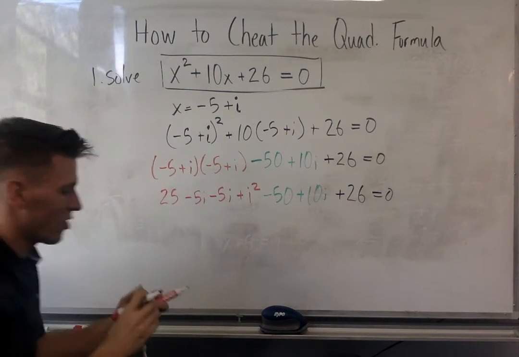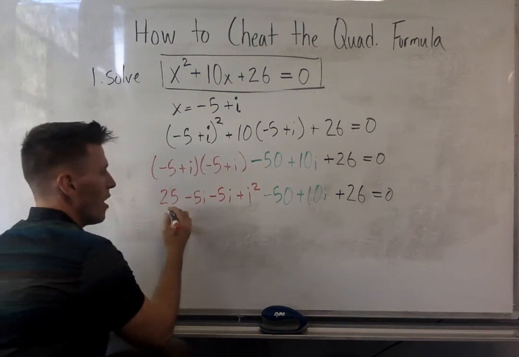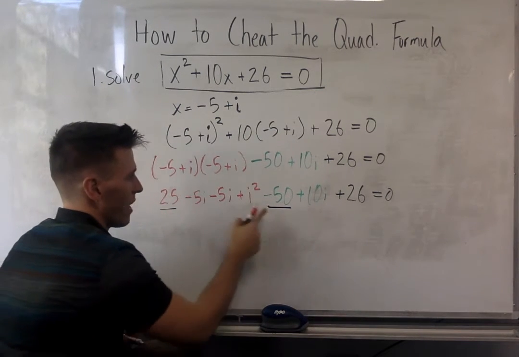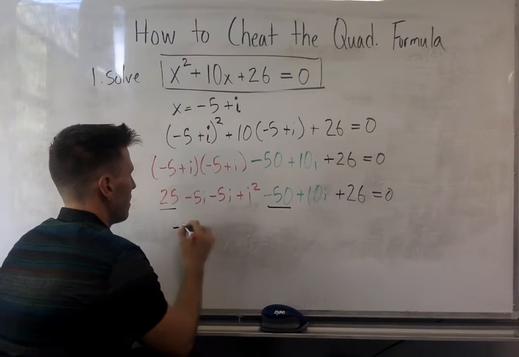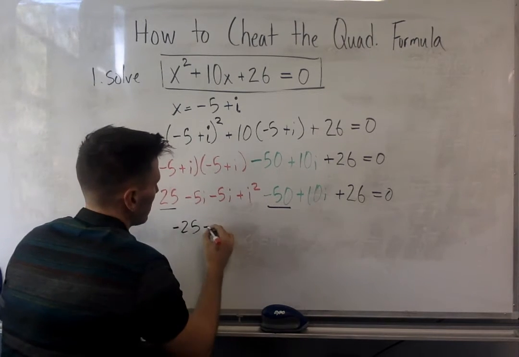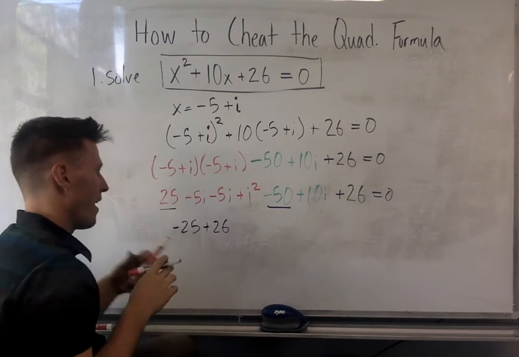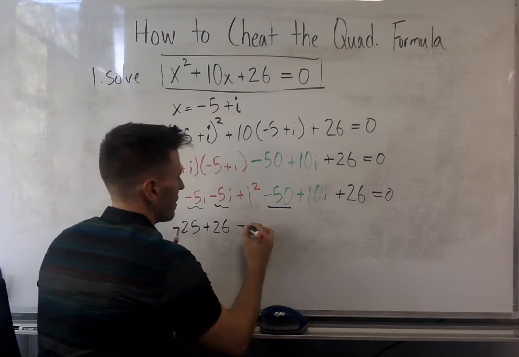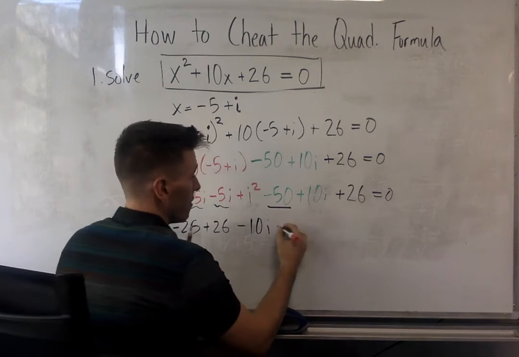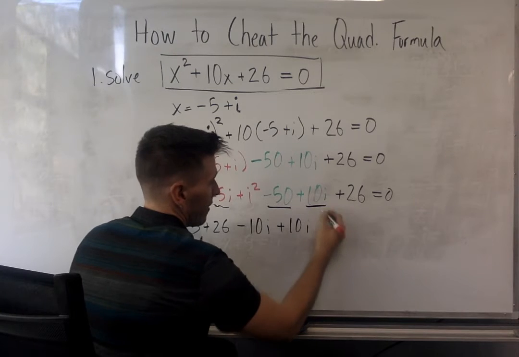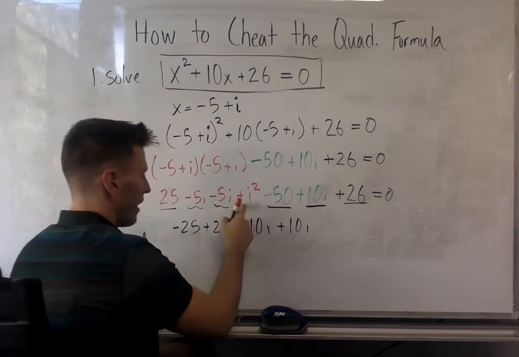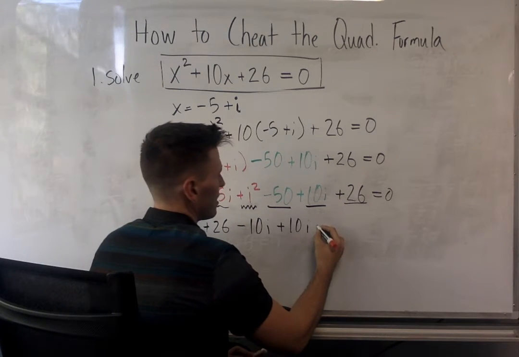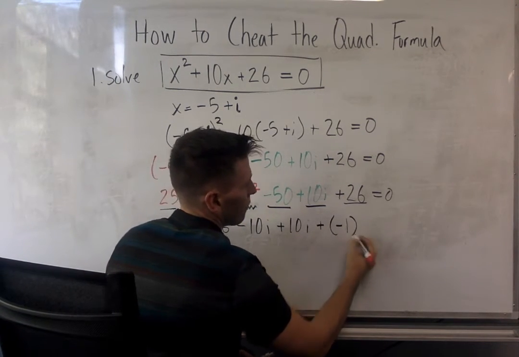Now I can start combining like terms and replacing things that are interesting to me. So 25 minus 50 is -25. Oh, plus a 26. Okay. And -5i and -5i is going to be -10i. Oh, and then there's a positive 10i. So I've handled that. I handled the 26 already. And the only thing left I have to handle is this i squared term. And i squared is the same as -1.